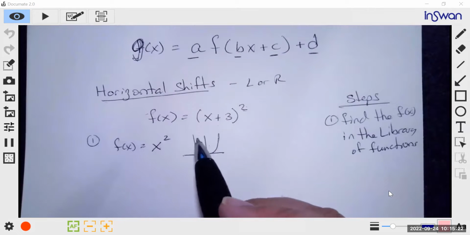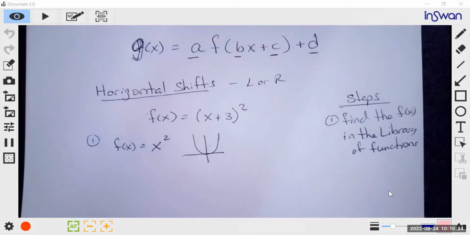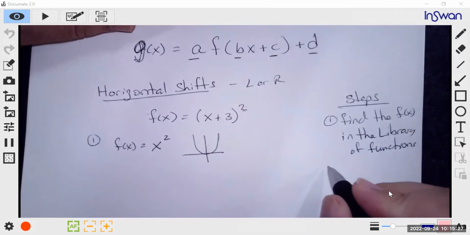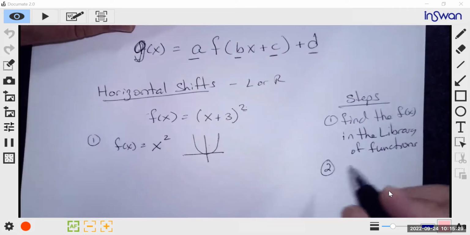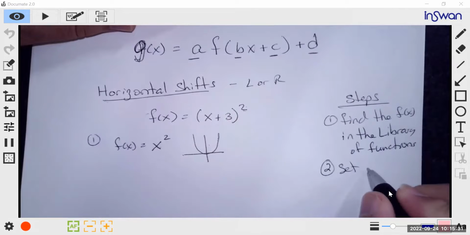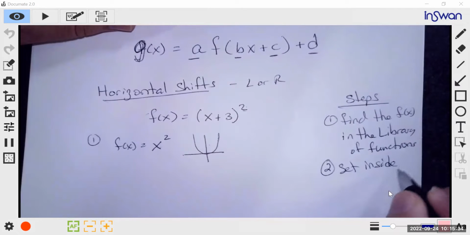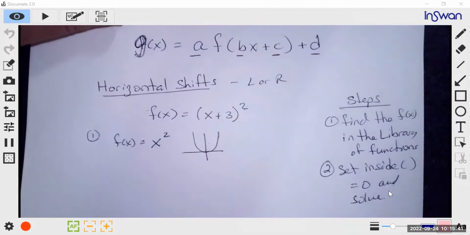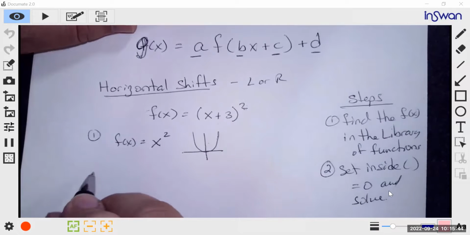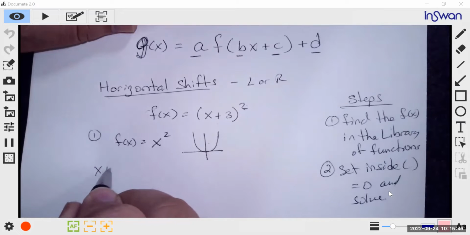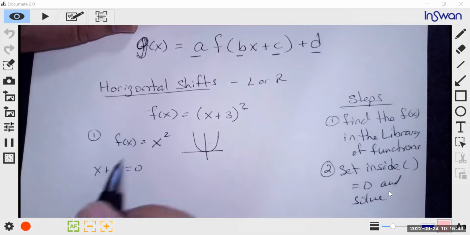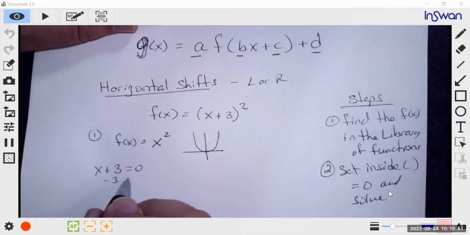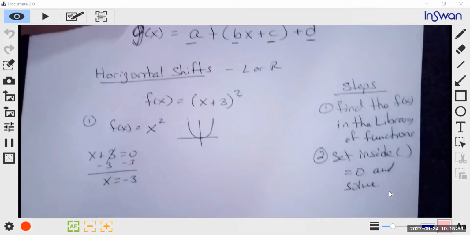And the only one that has 2 solutions is the U shape. Now, the second step, set inside parentheses equal to 0 and solve. So we have x plus 3 equals 0. Subtract 3. X equals -3.